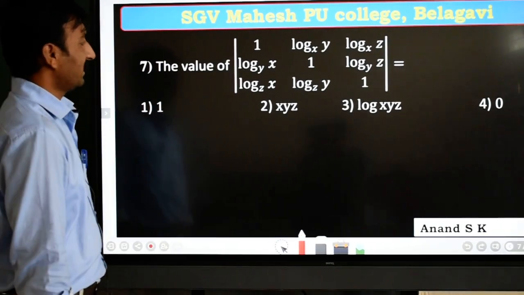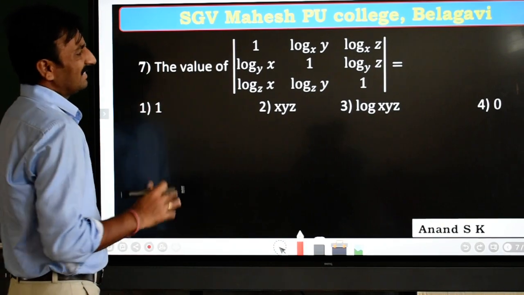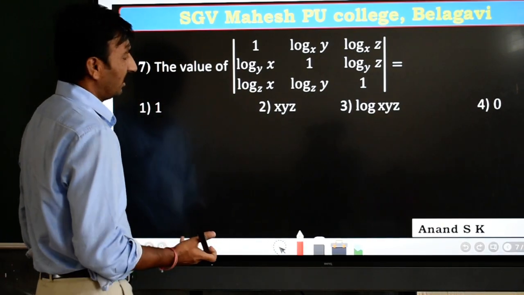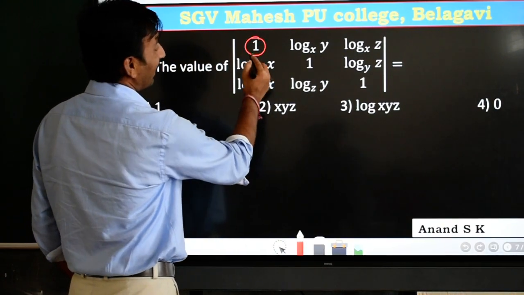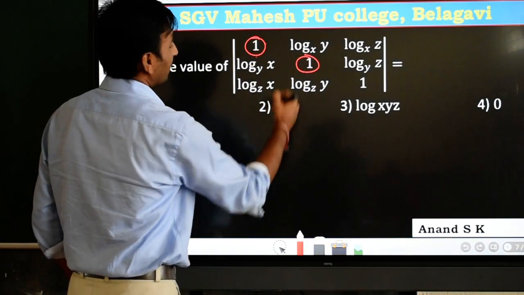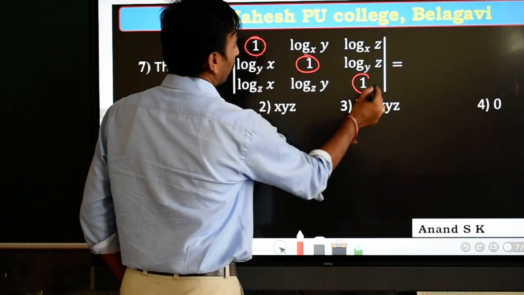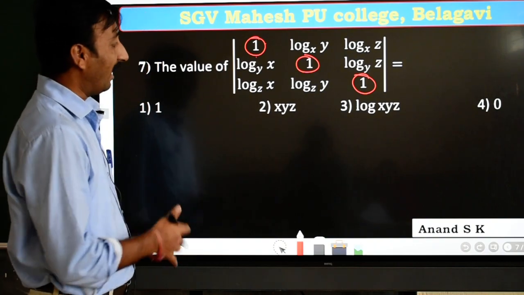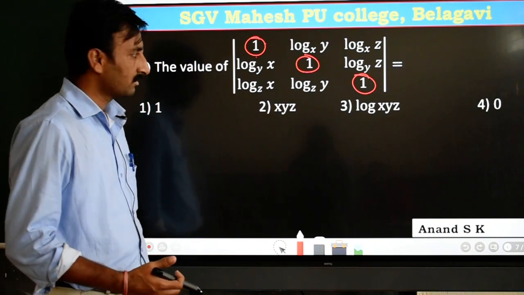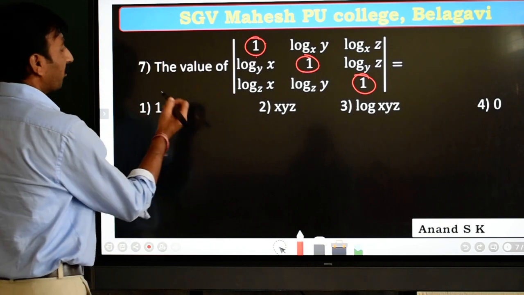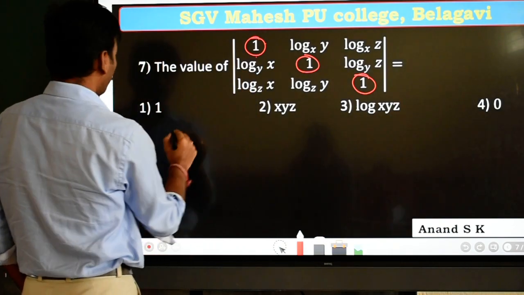1, log y to the base x. What we can do here, in such a case, you can expand directly, or else you can write this one as log x to the base x, this is log y to the base y, log z to the base z, and later on add and expand. Or else you have the direct expansion method. See here how to expand this directly.